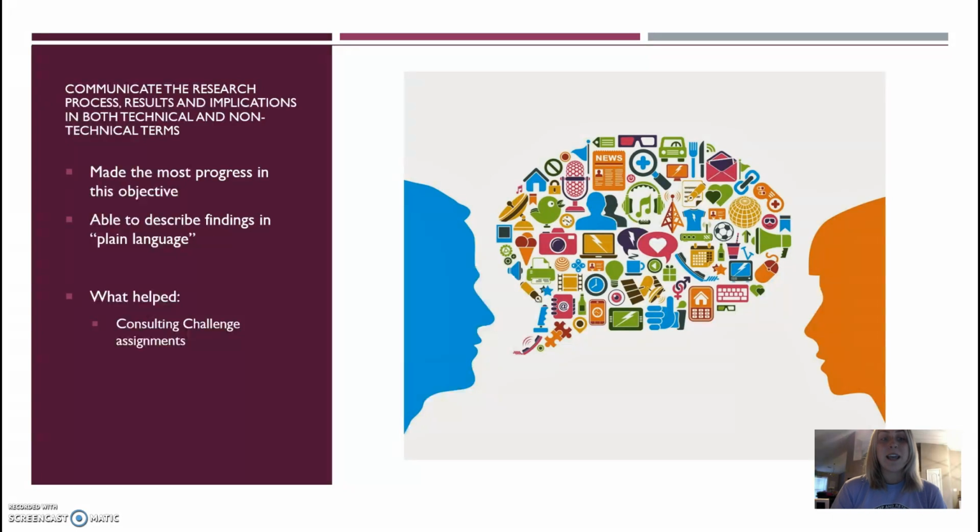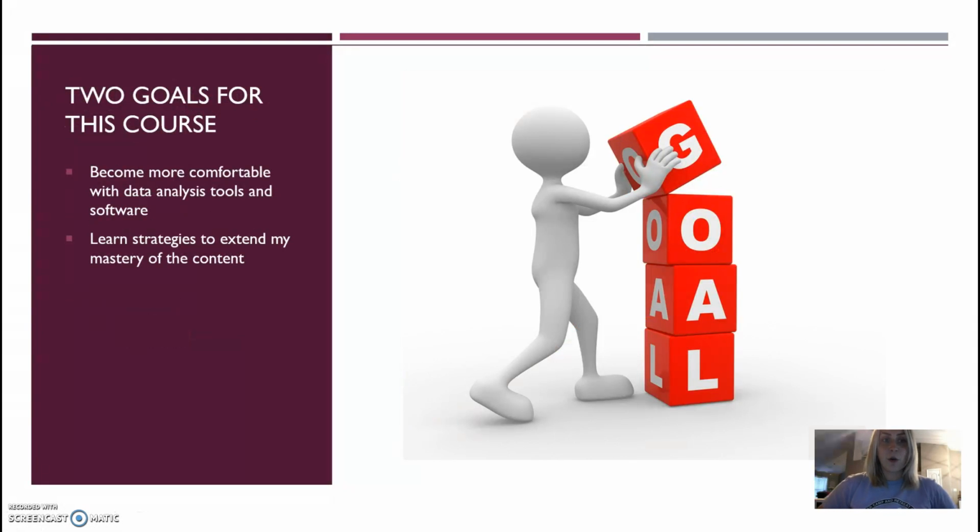What really helped again with this was the consulting challenge assignments, especially the ones where we were told to do a video explaining the research findings and implications to our audience. And this really challenged me to figure out, I understand what this means when I talk about it in technical terms, but how do I relay the same information so that the common person would be able to understand it? So that definitely helped. And finally, I had 2 goals for this course.